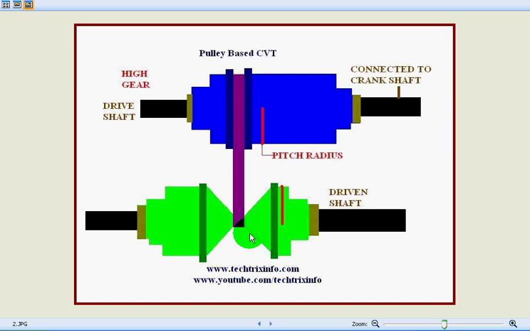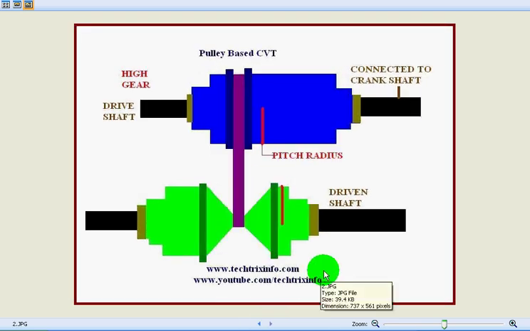So this is how a pulley-based continuously variable transmission system is working, which is capable of delivering an infinite number of gear ratios as the pitch radius changes, as these pulleys move apart and come together. Hydraulic pressure, centrifugal force, or spring tension helps these pulleys to move towards each other or away from each other. So let's see the animation once more.